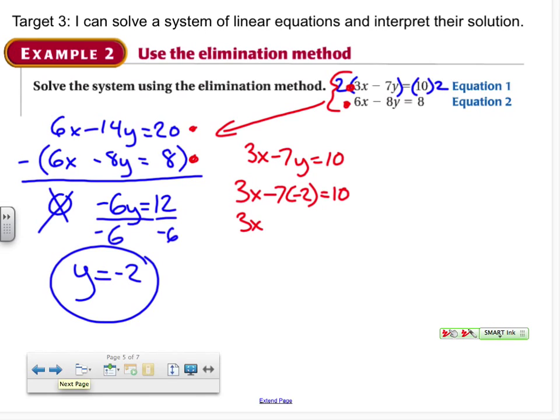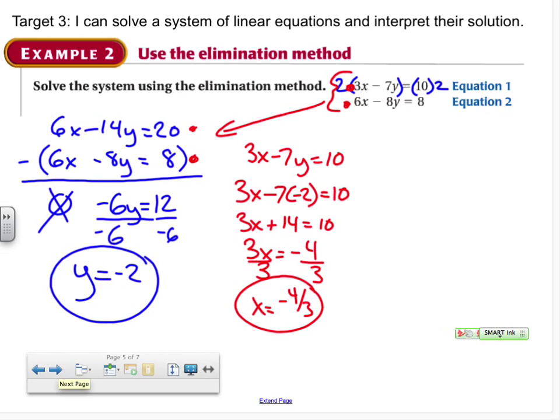That's a double negative, so 3x plus 14 equals 10. We'll subtract 14. 3x equals negative 4. So x equals negative 4/3, giving us an ordered pair of xy equals negative 4/3, negative 2.